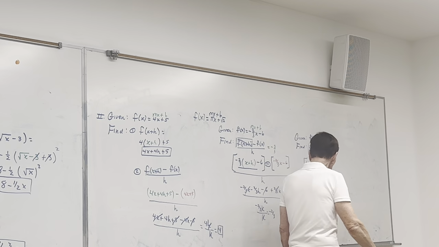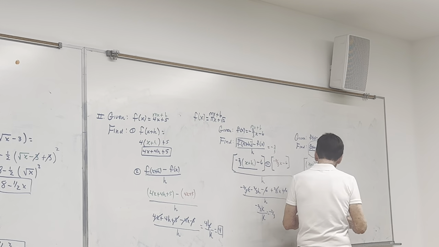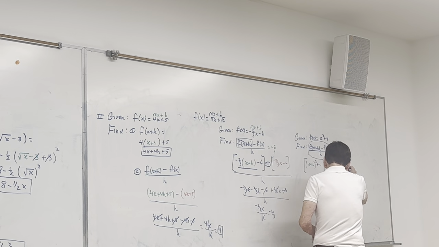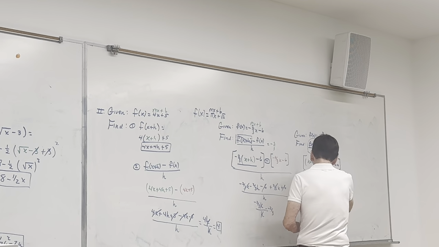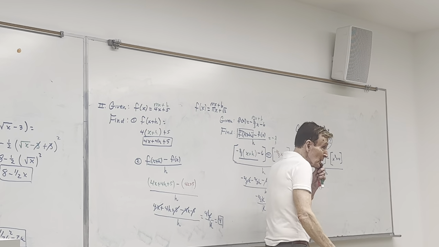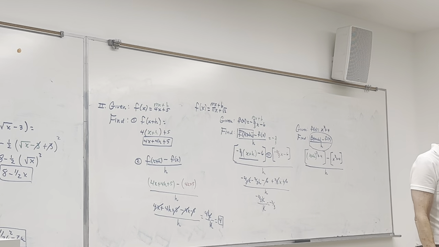It says subtract from that. Don't stop there. F of x, the original function. Done. All over h. That's the way it looks. Welcome to pre-calculus and calculus coming up. Guys, did I put everything in correctly? Is that the way it looks?